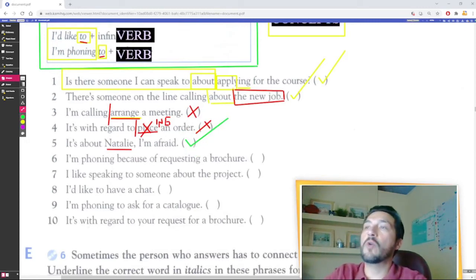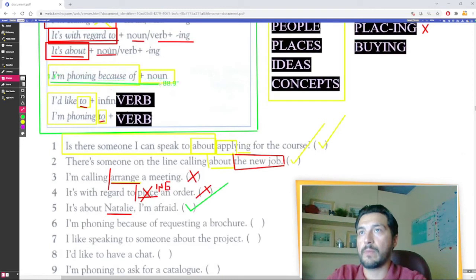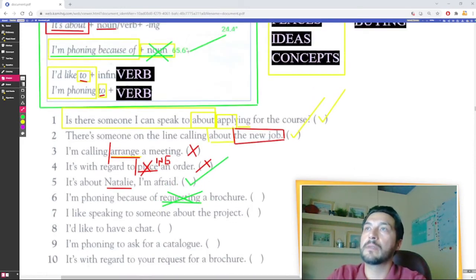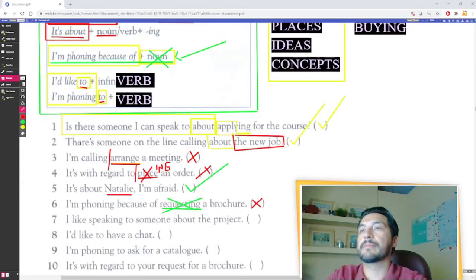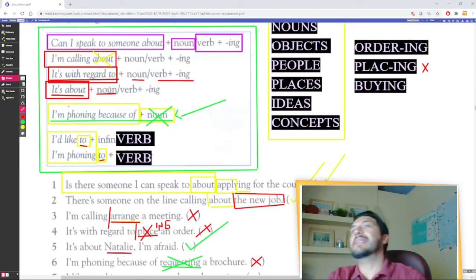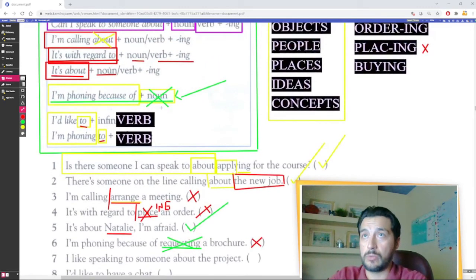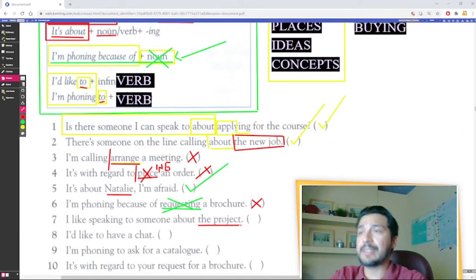Excellent. I'm phoning because of requesting a brochure. I'm phoning because of. Okay, we need a noun. I'm phoning because of verb ing. Requesting, that's incorrect. The only option is nouns. So that would be incorrect in this case. I like speaking to someone about the project. I like speaking to someone about, noun. The project is a noun? Yeah, ideas or concepts. Excellent. So this is correct.